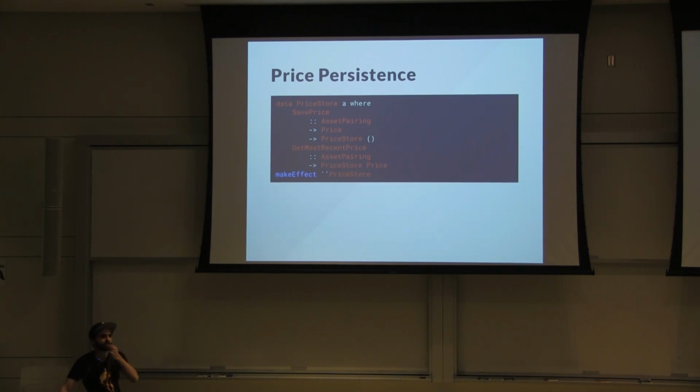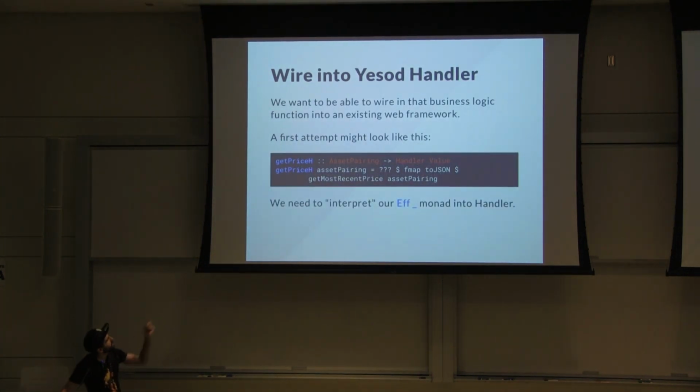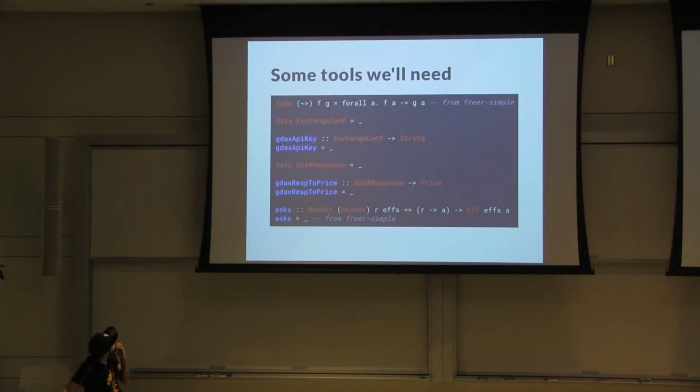Sometimes Template Haskell can hide some of your definitions. So we get the most recent price, and we need to convert it to JSON, because that's what everybody does for APIs these days. And we don't know how to wire it into handlers right now. So somehow we need to go from our price feed to our handler value. And so that says, let's make an interpreter.